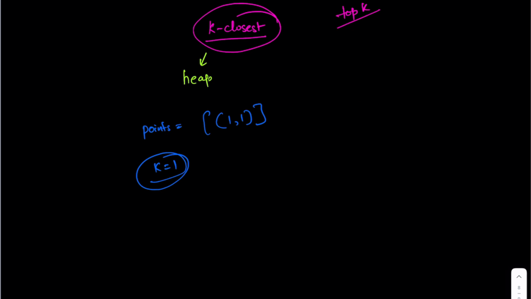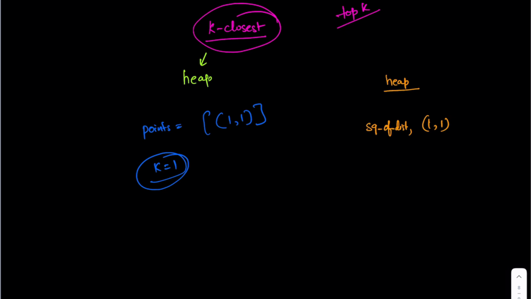We will initialize a heap and inside this heap we will keep this point 1, 1, but we will also keep the distance of this point from the origin. Actually, we can keep the square of the distance of this point from the origin. Since all the distances are positive, instead of keeping the distance, we can keep the square of the distance in our heap. This will make the calculation easier. So we will keep here the square of distance from origin.